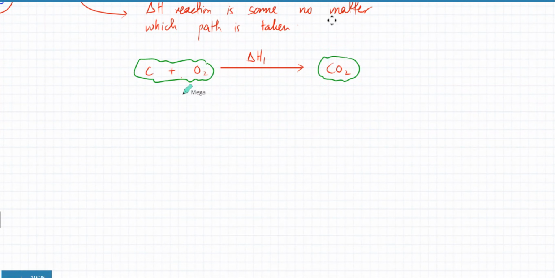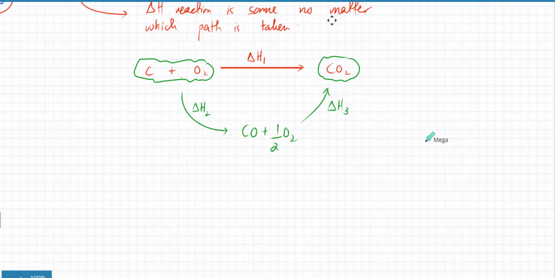And what you could do is you could break this reaction into two steps. You can either first convert carbon into carbon monoxide, and then carbon monoxide can be reacted with oxygen, and you can then convert it into carbon dioxide. So that you can break it into two steps. So there would be one reaction where carbon monoxide would be formed, and there would be another reaction, that would be your third reaction, where carbon monoxide is converted into carbon dioxide. The route doesn't really matter.